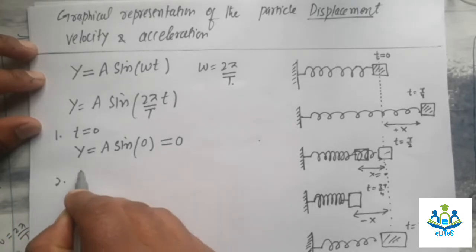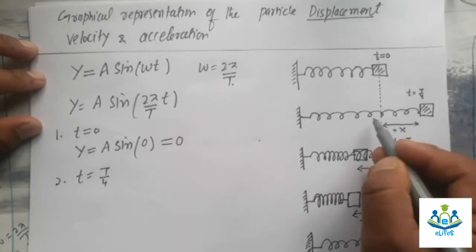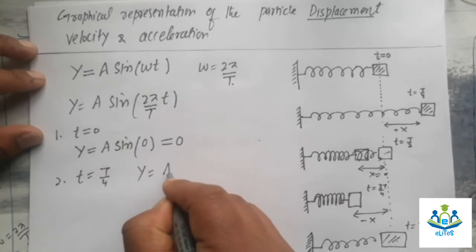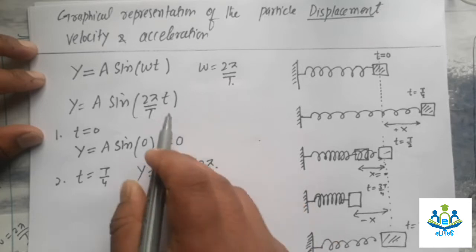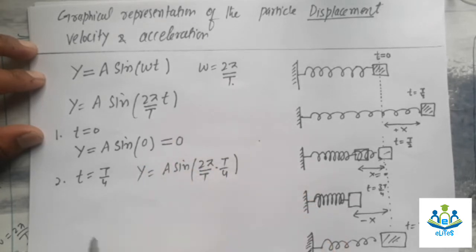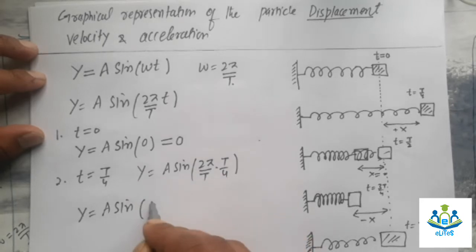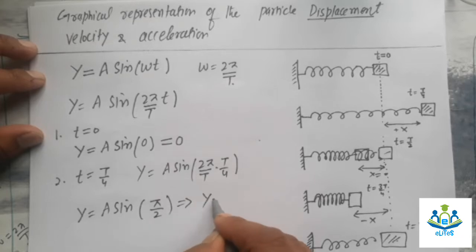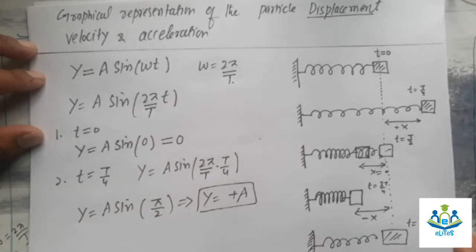Number two: when t is T over 4, when the particle is displaced to the right, then y is a sine of 2 pi over T into t, and t is T over 4, so we get y is a sine of 2 pi over T into T over 4. T gets cancelled, it will be pi by 2, so y will be plus a. When t is T by 4, y is plus a.